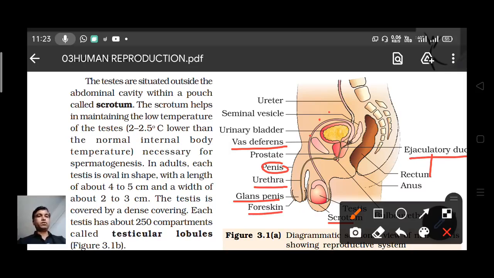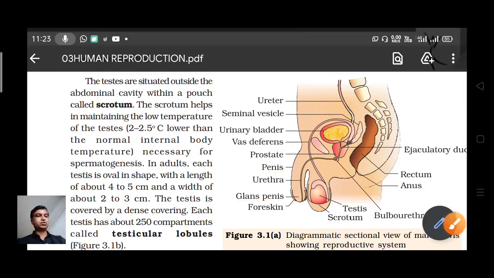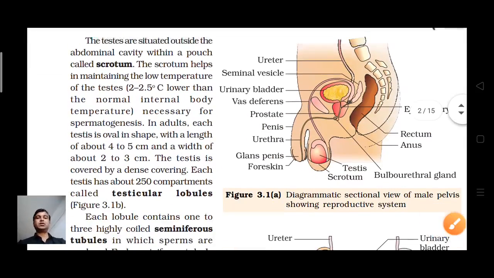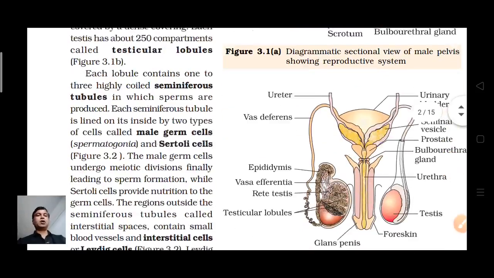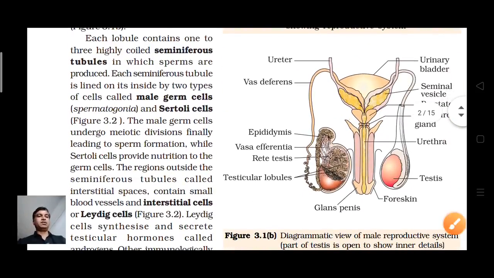Along with this, the seminal vesicle, a gland, is present here. Then the prostate gland is present here. This is the prostate gland. Then the bulbourethral gland is shown downside here. So this is the male reproductive system. Now come to the internal structure of the testis.